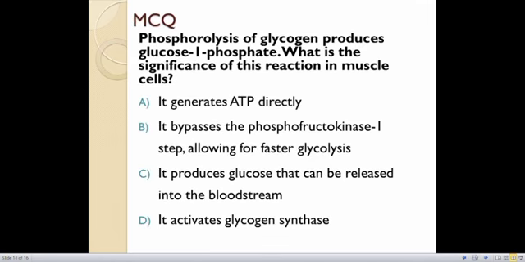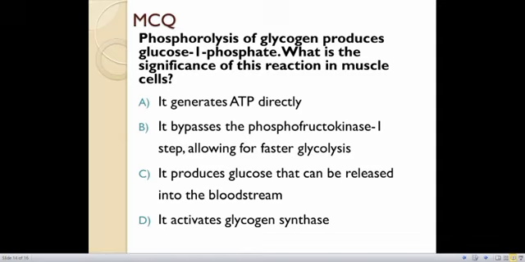Now here are some MCQs related to the topic. Feel free to answer the MCQs in comment box. The first MCQ is that phosphorylasis of glycogen produces glucose 1-phosphate. What is the significance of this reaction in muscle cell?